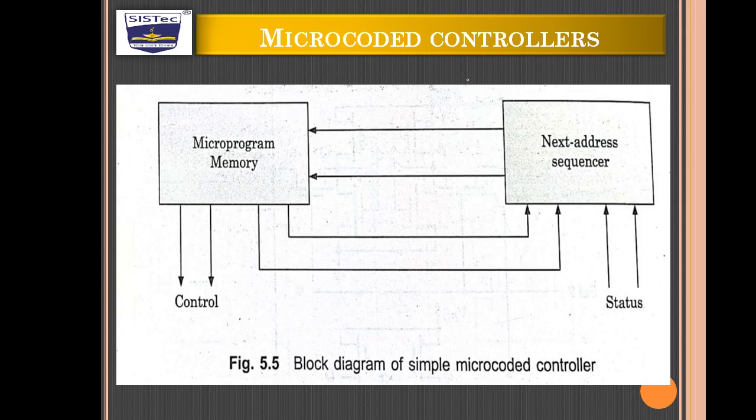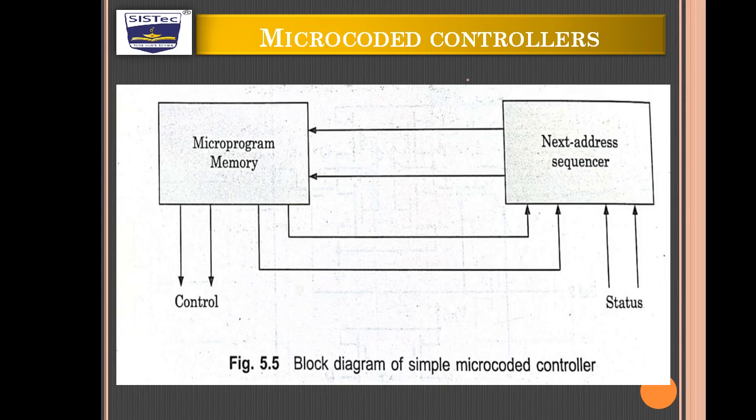Our next topic is micro-coded controllers. Okay, so what is a micro-coded controller? Basically, a common method to implement a complex digital system in a regular way is to use a memory-based structure, known as micro-coded controllers.